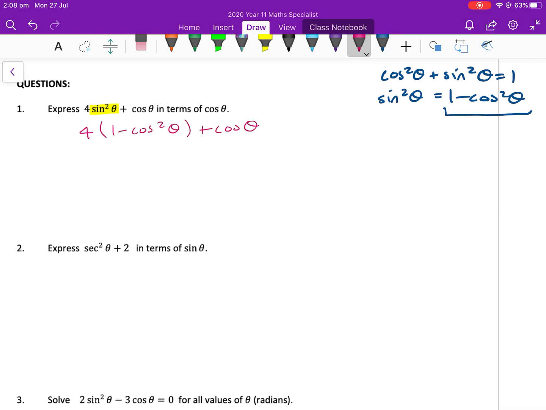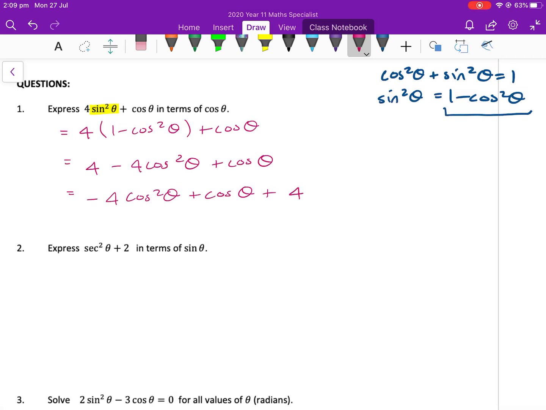So now we've just got cos thetas involved. So this equals 4 take 4 cos squared theta plus cos theta. It's looking very much like the quadratic, so I'm just going to put it in that way so we can see the reduction in that term.